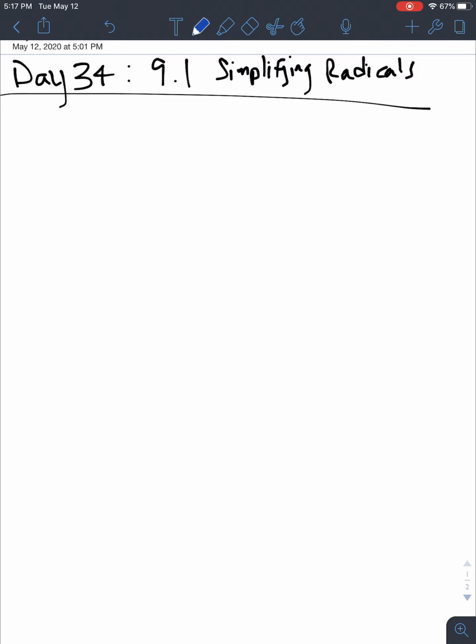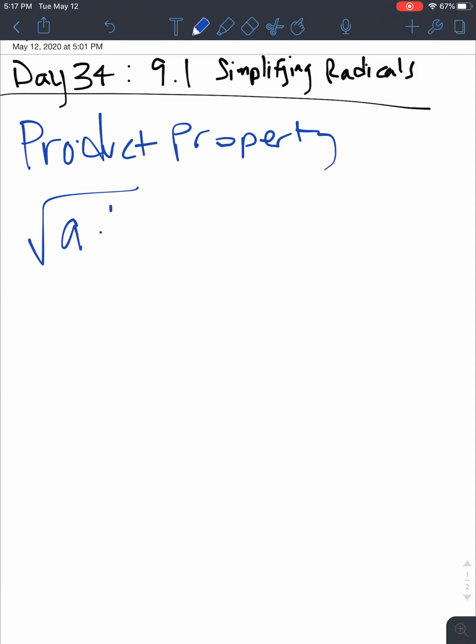So we learned in chapter 6 all about different properties of exponents and radicals. And one of them is called the product property. Now the product property says if you have two things that are being multiplied inside of a radical or inside a square root, you can break them into two separate square roots. Or the square root of a times b is the same thing as the square root of a times the square root of b.